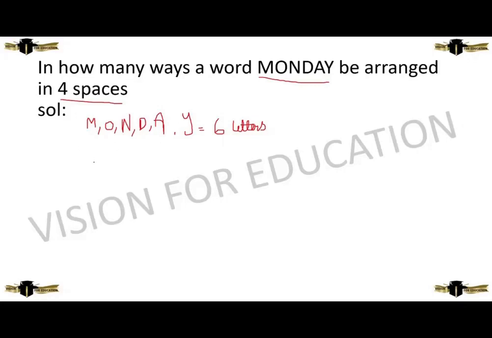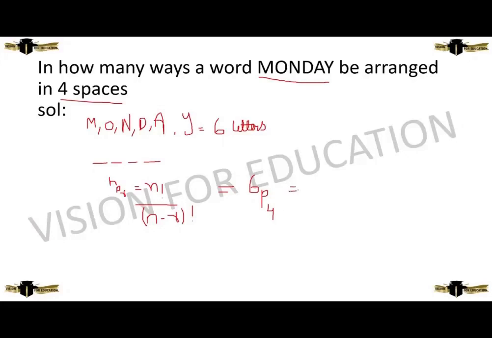They are asking us to arrange these 6 letters in 4 spaces. Here I am providing 4 spaces. Coming to the formula, nPr is equal to n factorial by (n minus r) factorial. Here n is equal to the number of letters, 6, and r is equal to the number of spaces, 4.